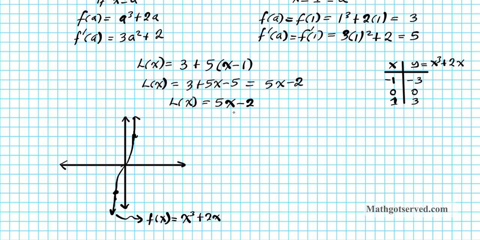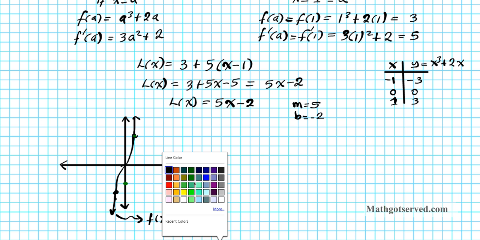Now let's sketch the graph of our linearization, which is 5x minus 2. We can see here that the slope is 5, and our y-intercept b is negative 2. So we're going to start from, let's make this green, start from negative 2, and we're going to rise 1, 2, 3, 4, 5, and run 1. So that will be our linearization over there, okay?